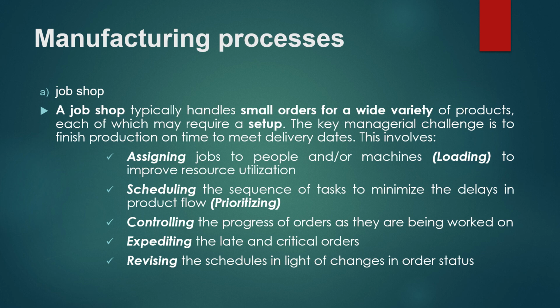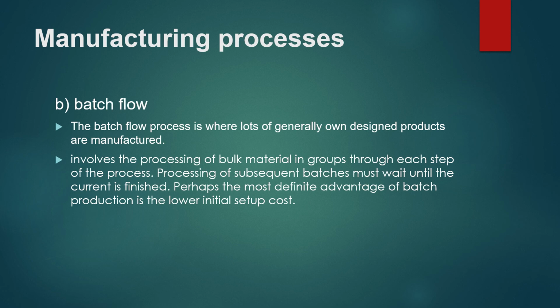Batch flow. The batch flow process is where lots of generally standardized designed products are manufactured. It involves the processing of bulk materials in groups through each step of the process. Processing of subsequent batches must wait until the current one is finished.